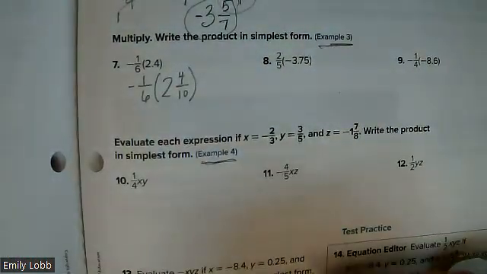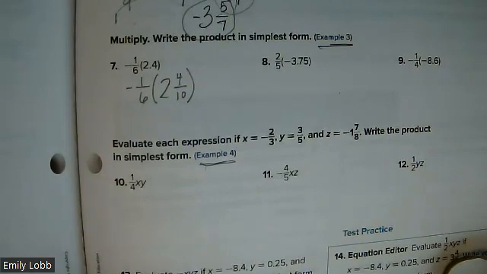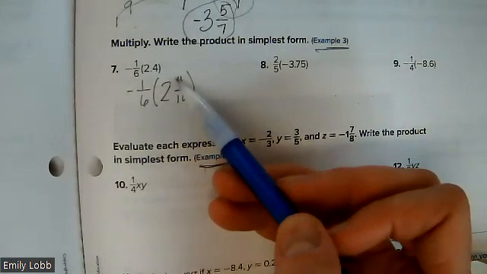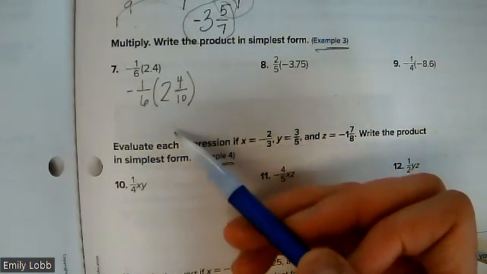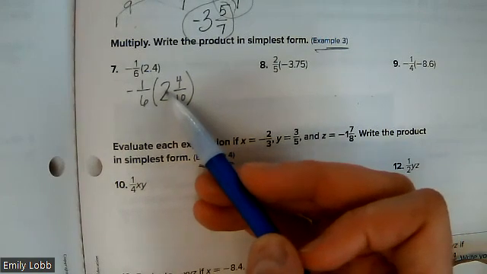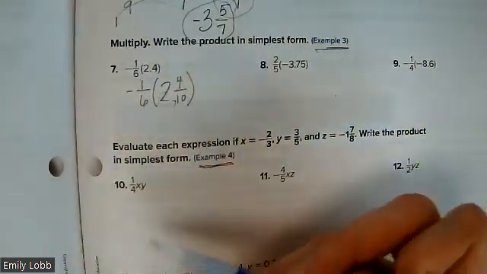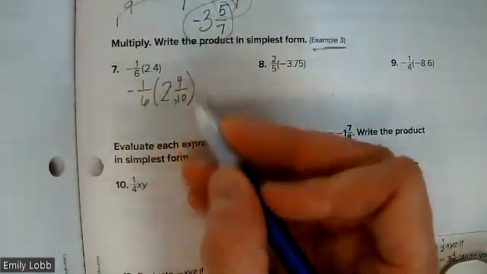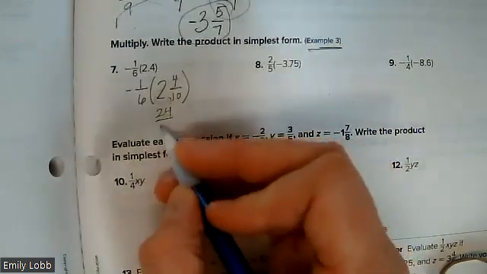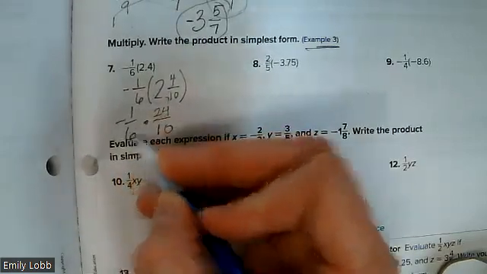I could leave it like this, but I actually have to change it to an improper fraction first, right? I don't have to necessarily simplify that, but I could. I could write 2/5 if you want. Let's just pretend like we're not going to and change this to improper. So 2 times 10 is 20, plus that 4 is 24. So I have 24/10 times negative 1/6.